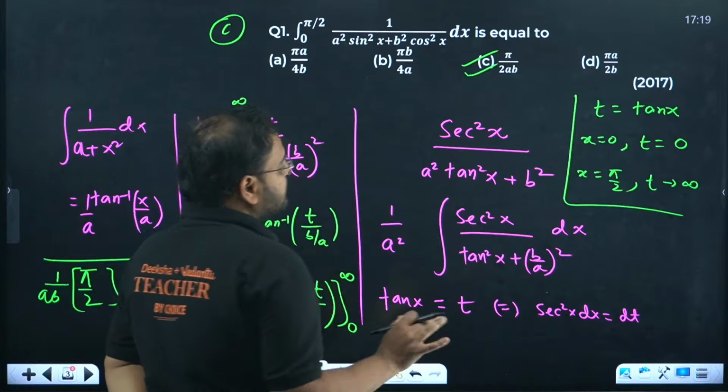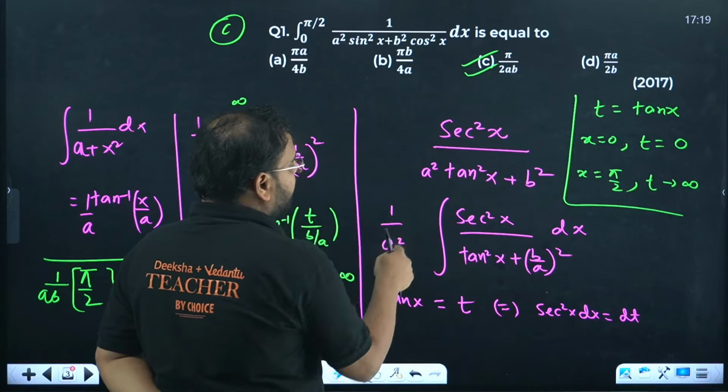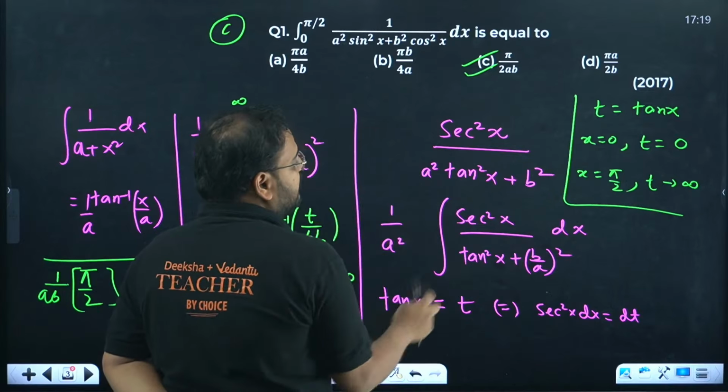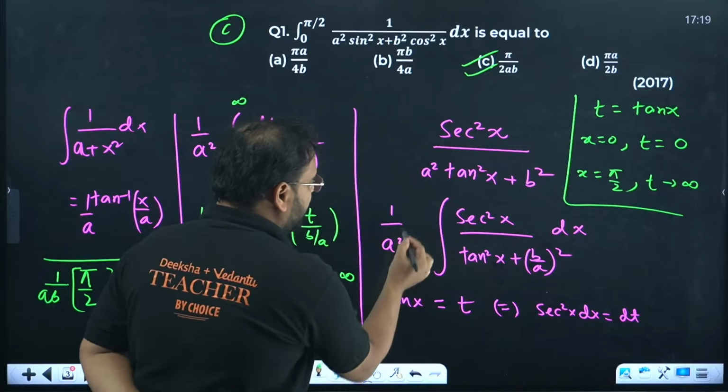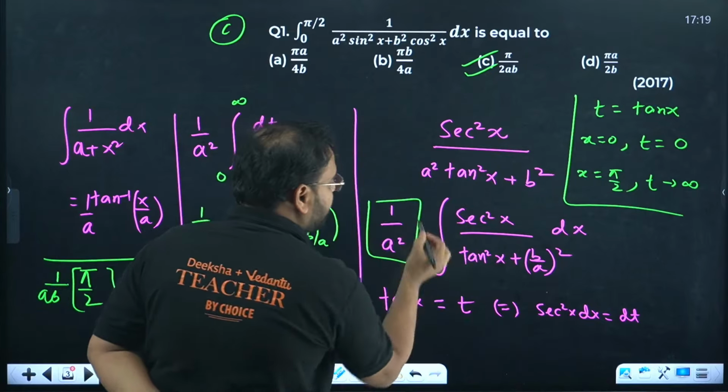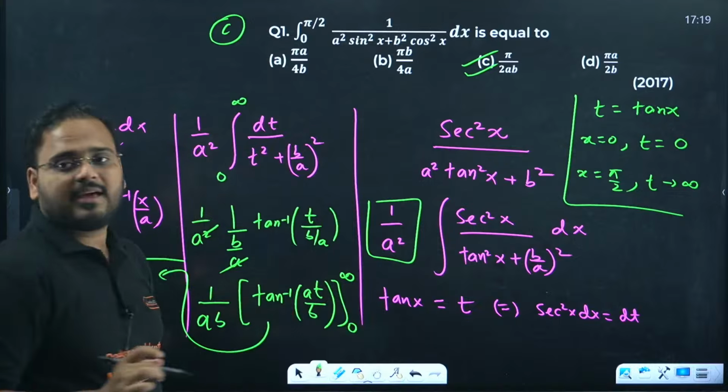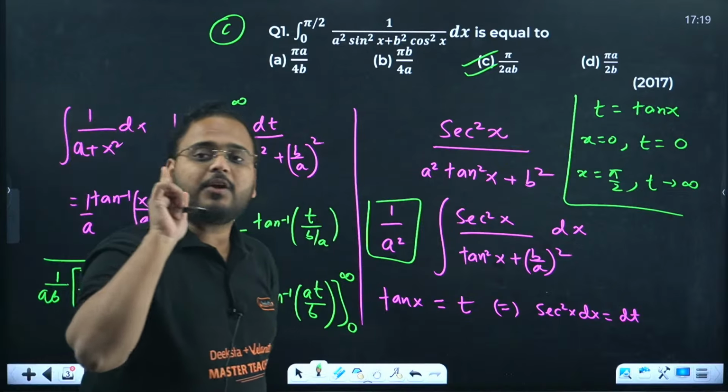Okay. Now look at this. 1 by a square we have. That is clear. This is forming another tan inverse. It means clearly this 1 by this will become what? 1 by a square times of 1 by b by a. So b and a will be cancelled. So we have only one option.